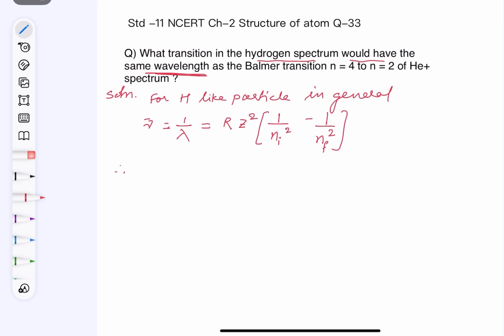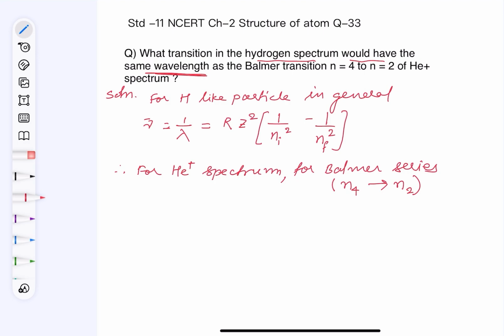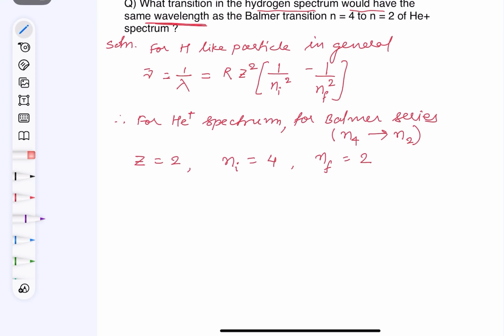So for the helium plus spectrum, which is given in the question for the Balmer series, that is from n=4 to n=2 level, orbit 4 to orbit 2. Here Z for helium we take as 2, n initial we take as 4 because the transition is carried out from 4 to 2, and n final we take as 2. So let us put these values in the above formula.